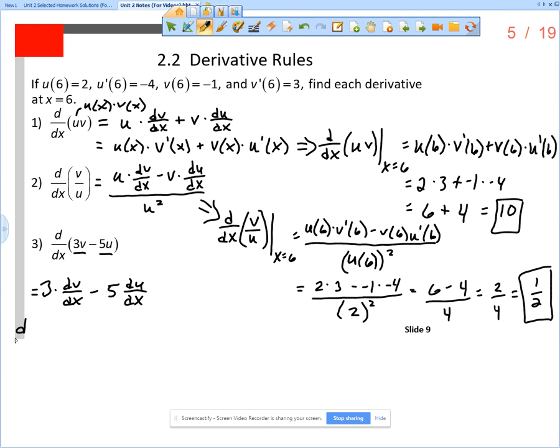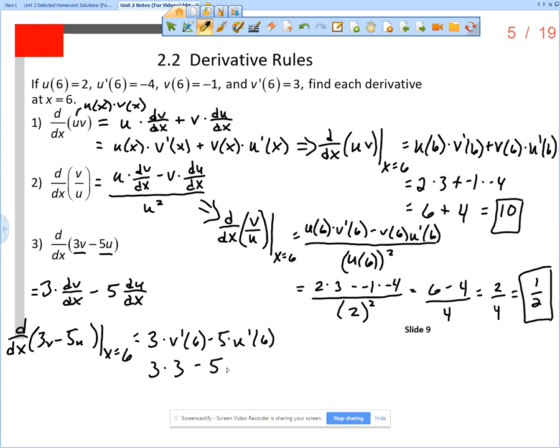So now, notationally here, we want d dx of 3v minus 5u evaluated at x equals 6. And so I'm going to have 3 times, remember dv dx is like v prime, so v prime of 6, minus 5 times du dx, or u prime of 6. So 3 v prime of 6, v prime of 6 is 3, minus 5 times u prime of 6, which is negative 4. So 3 times 3, 9, minus 5 times negative 4, so plus 20, so 29.